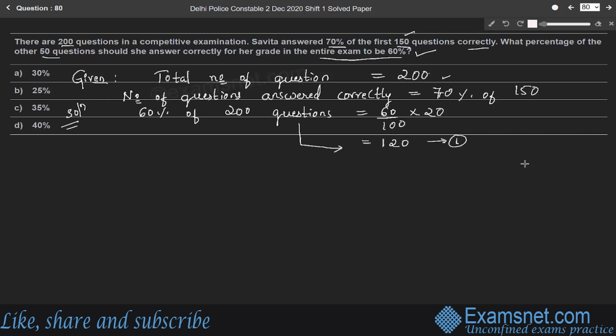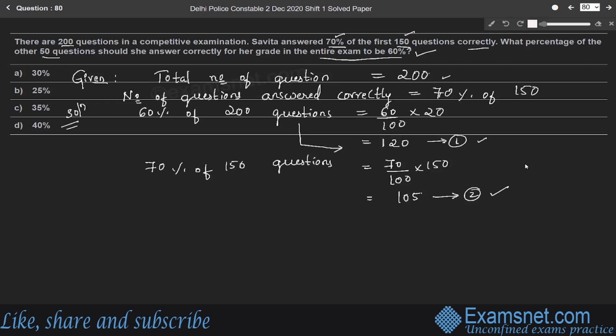But she has answered 70% of 150 questions correctly. Therefore, 70% of 150 questions is equal to 70 by 100 into 150, which is equal to 105. Consider this as 2. From 1 and 2, the correct number of answers she has to give is 120, but she has answered 105 answers correctly.